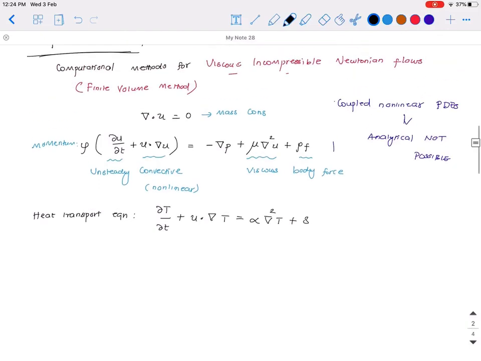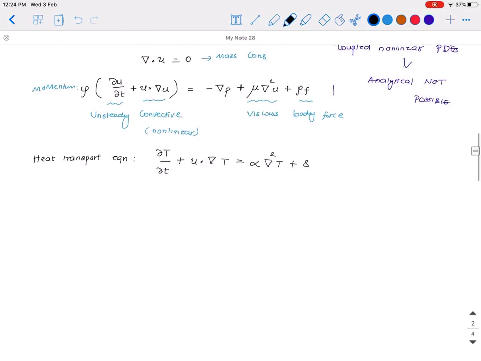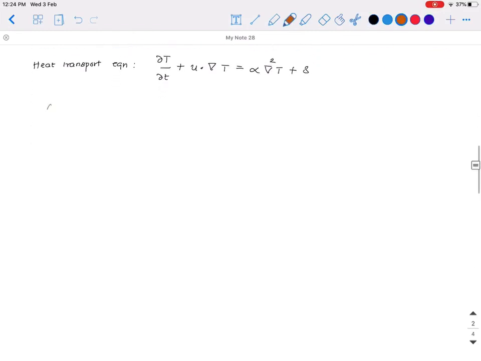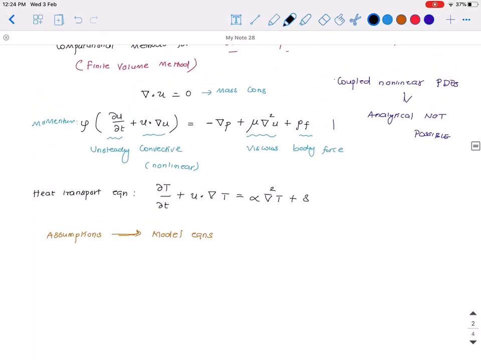Our aim is to discuss computational methods for solving these equations. But before discussing how to solve Navier-Stokes equations, which are very complicated, we are going to make some simplifying assumptions and get what we call model equations. We use these model equations as a tool to introduce essential CFD concepts. So before we introduce the model equation, let us look at the momentum and heat transport equations here.